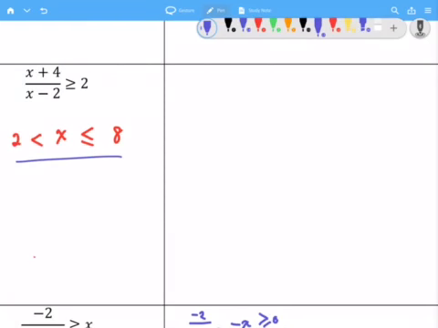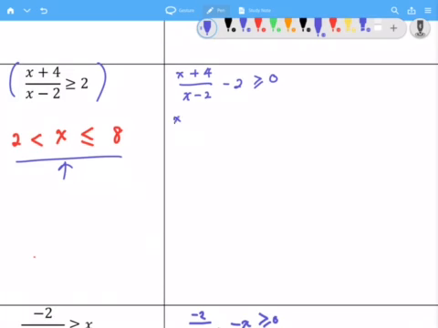Alright, let's do this again. Okay, let's solve this equation so that we can get this answer. The first thing is just to rearrange the equation. You bring the 2 to the left hand side and then you make it 0 at the right hand side.